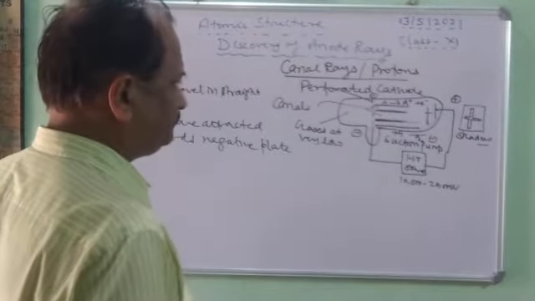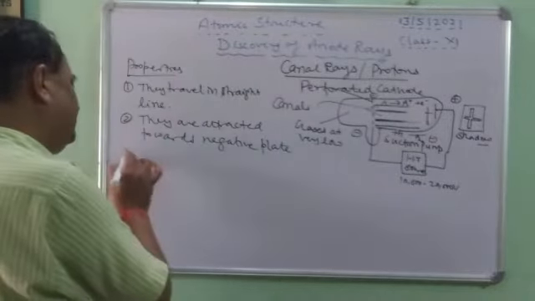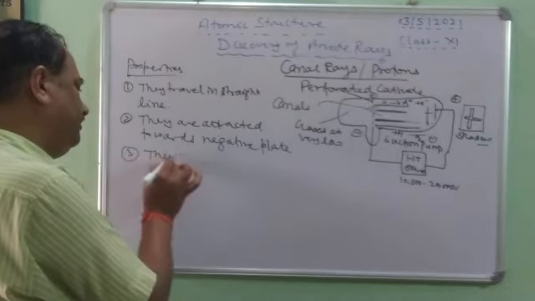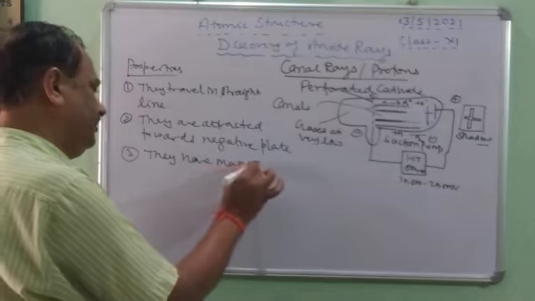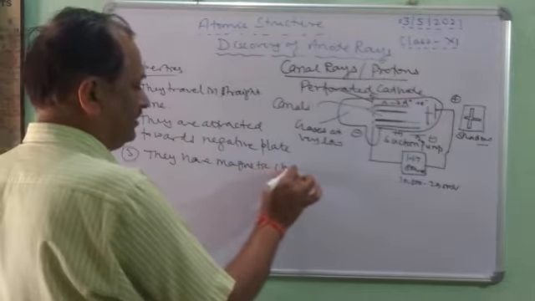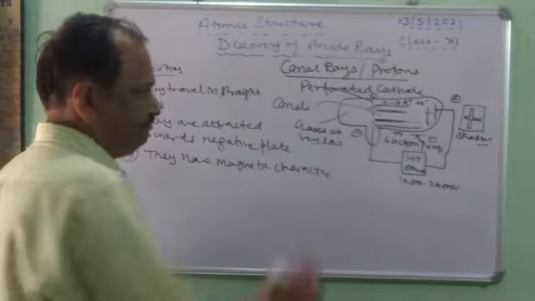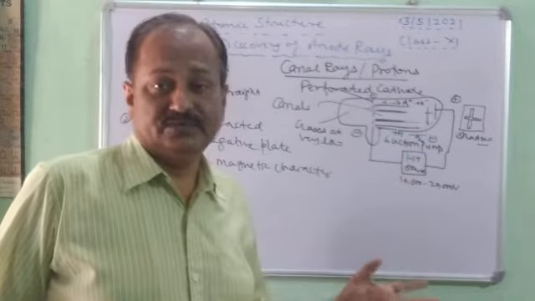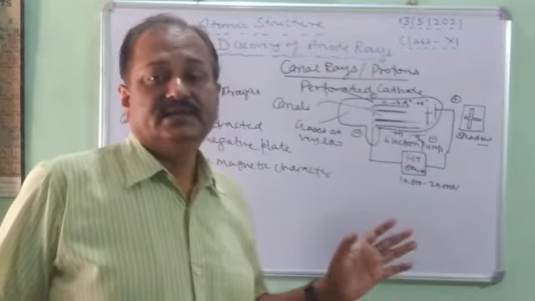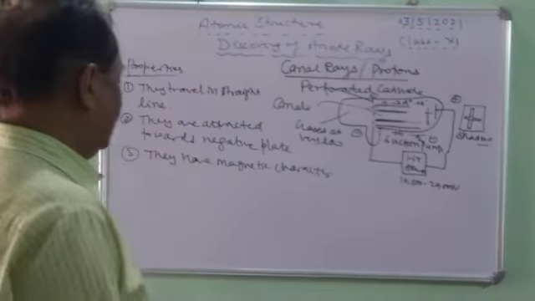Then again, they have magnetic character. If we put a magnet here, then they will bend towards the magnet. So this will indicate that they have magnetic character.